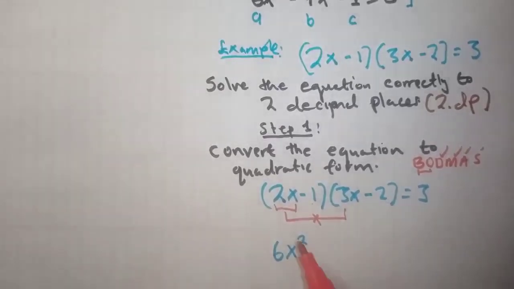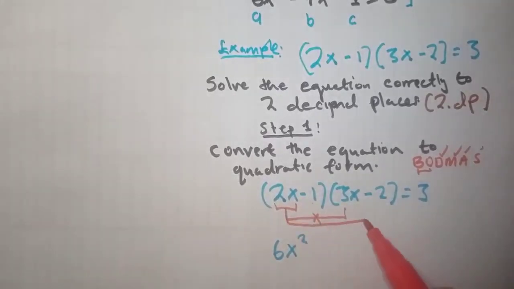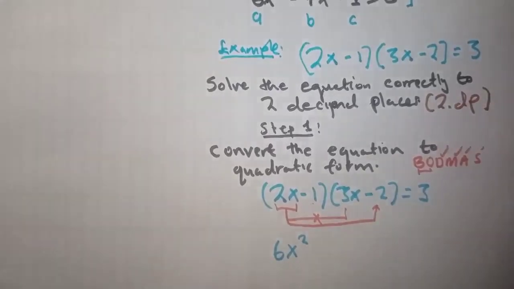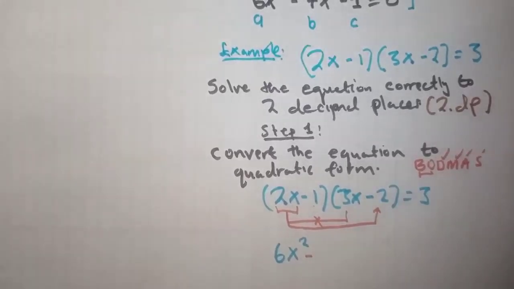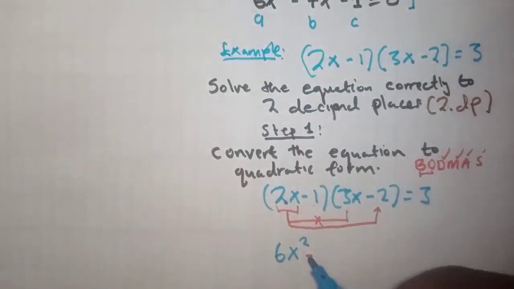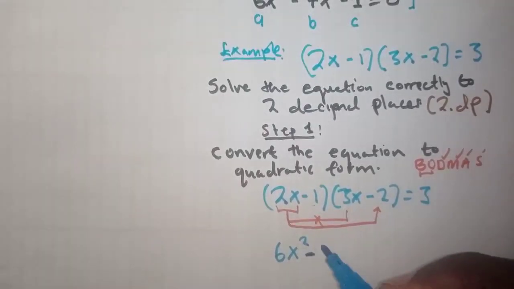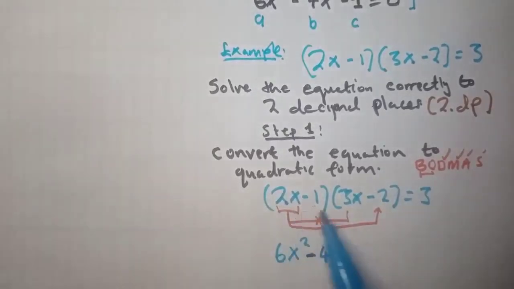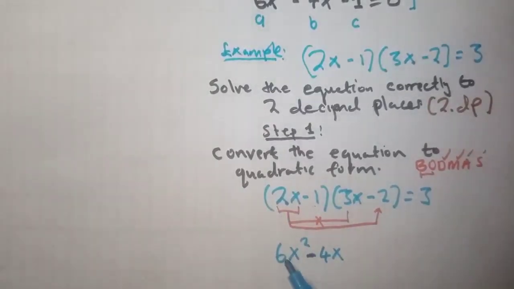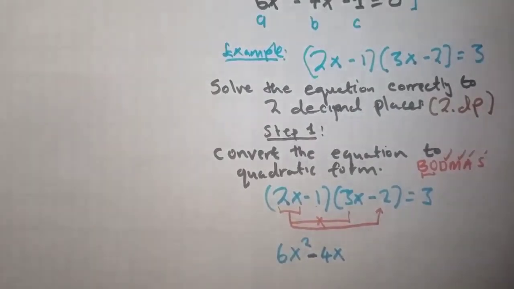Then again, this 2x will multiply with the negative 2. So 2x times negative 2 will be negative 4x. So what have we done? 2x times 3x is 6x squared, and 2x times negative 2 is negative 4x. So we are done multiplying the 2x.